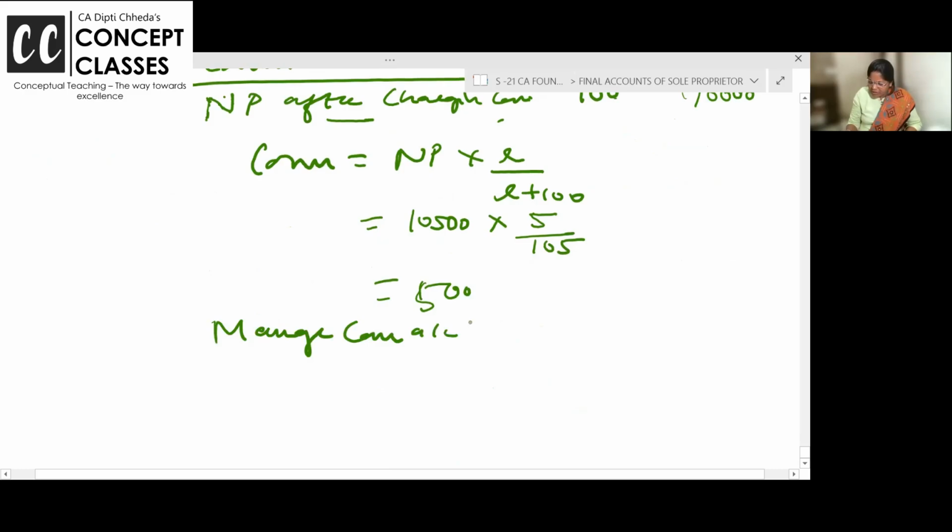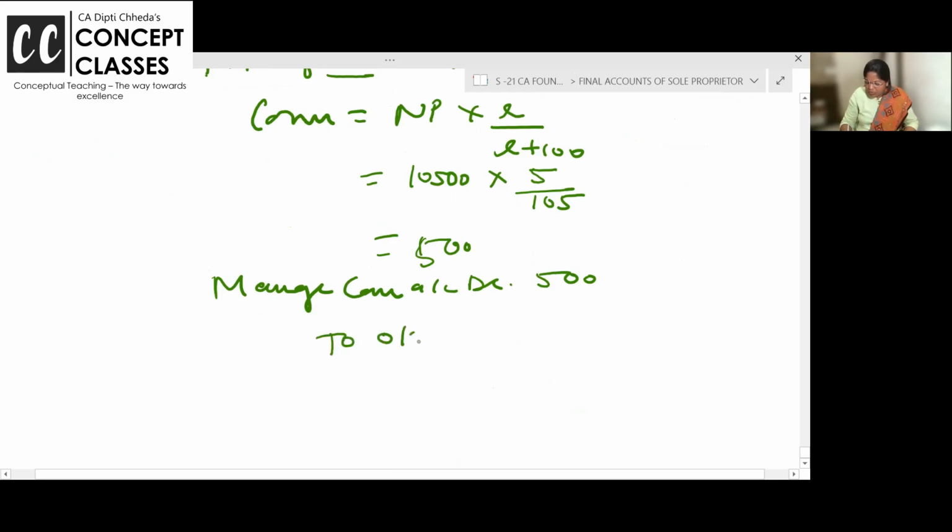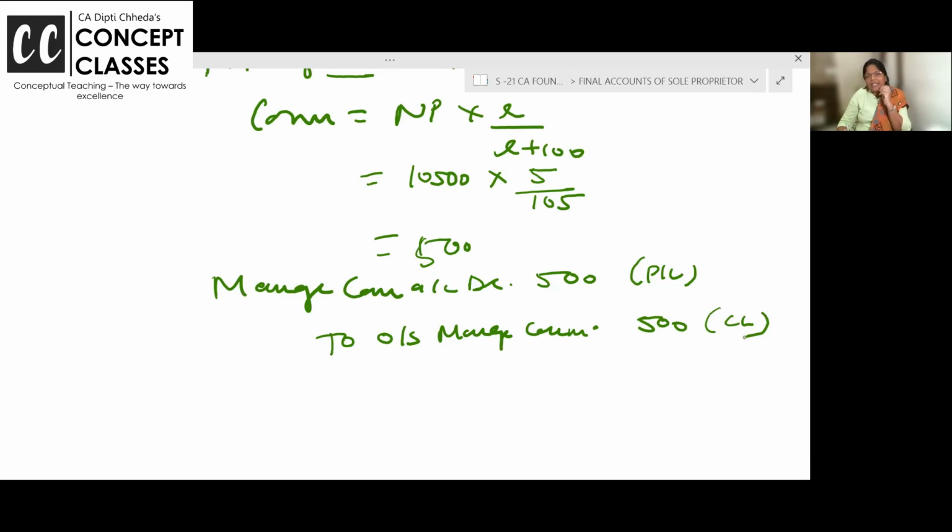Manager's commission account debit. I'll put it in the P&L account. To outstanding manager's commission 500. Manager's commission account debit 500, to outstanding manager's commission account. This will go to P&L account debit side as expense and I'm not paying by bank. So I will take it as current liability. Outstanding manager's expense as liability.